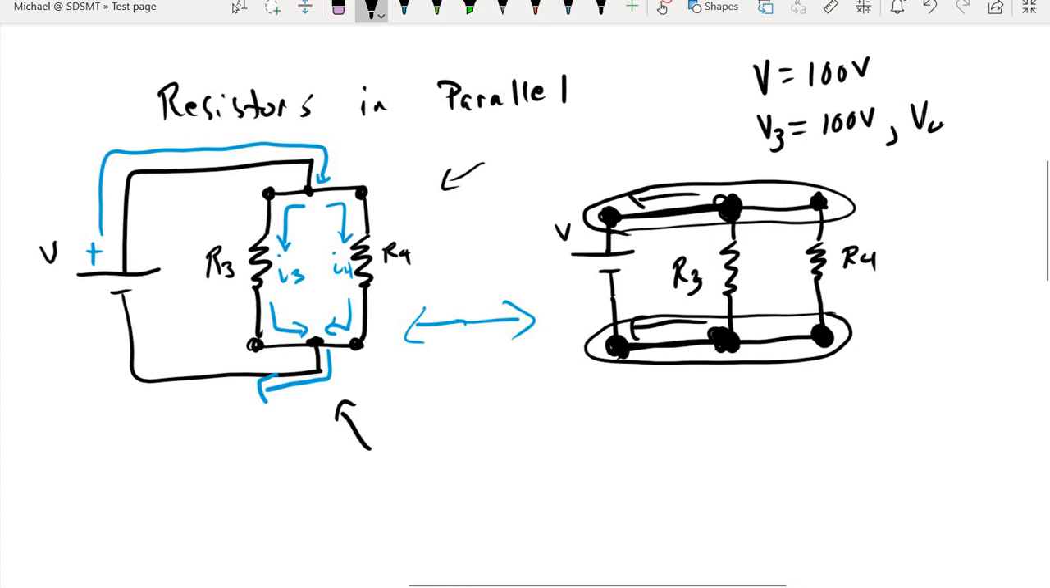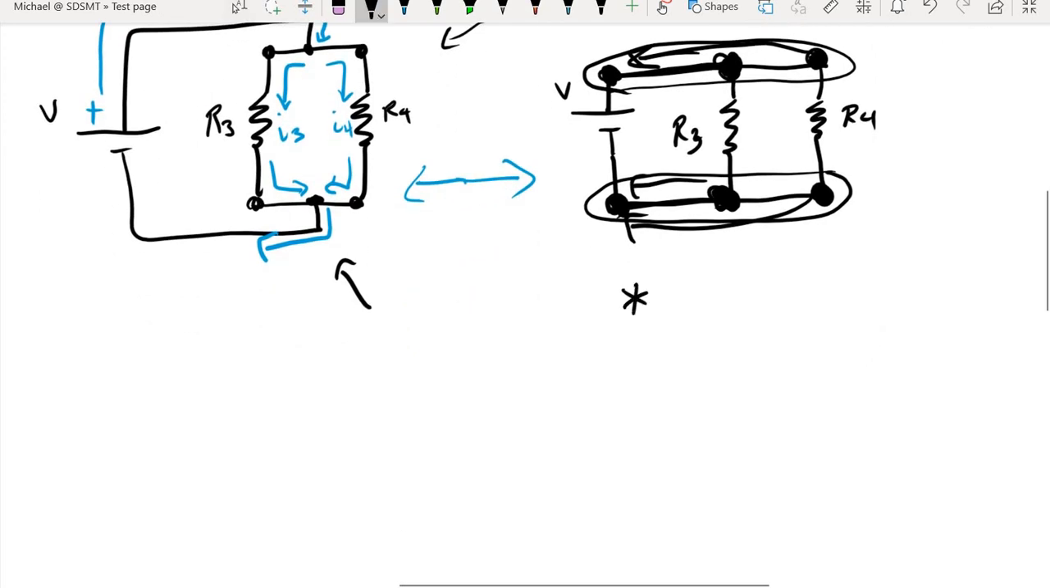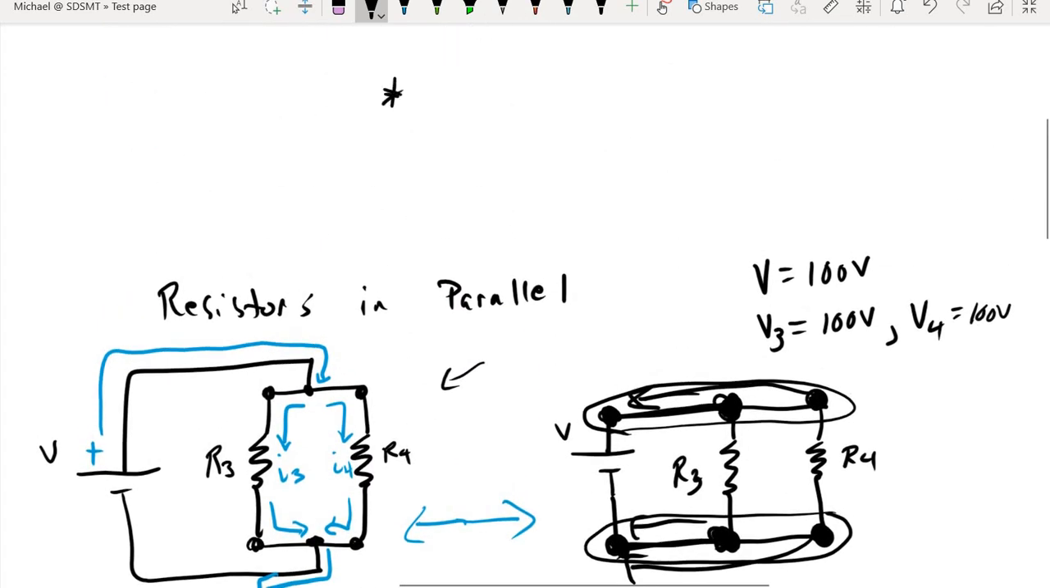Likewise, what is resistor 4 directly connected to? The battery. So everything here ends up with the same potential difference. That's going to be our first concept for our resistors in parallel. Maybe I can put those up here. So resistors in parallel will have the same potentials.